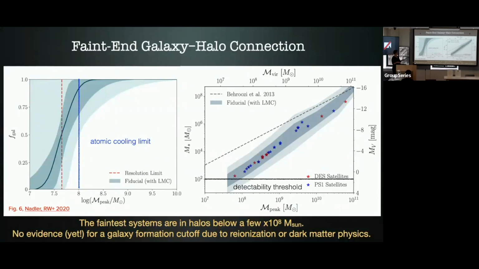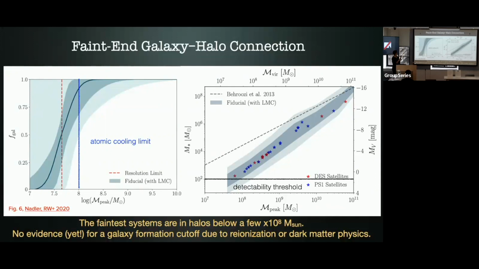Okay, so the basic point is that there are already so many systems detected that you have to put them in halos that are as low mass as a few times 10 to the 8. There just aren't enough more massive halos for them to exist. So that's already an interesting number, right? This is the stellar mass as a function of halo mass. This is the peak mass that the halo ever had before it started getting stripped by its host.